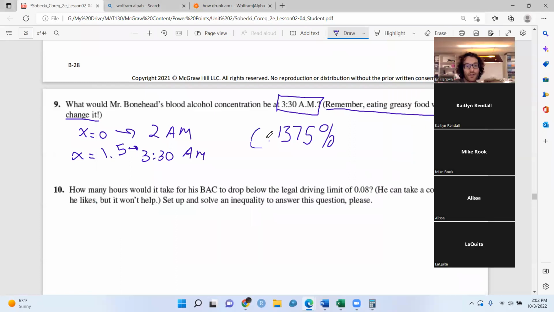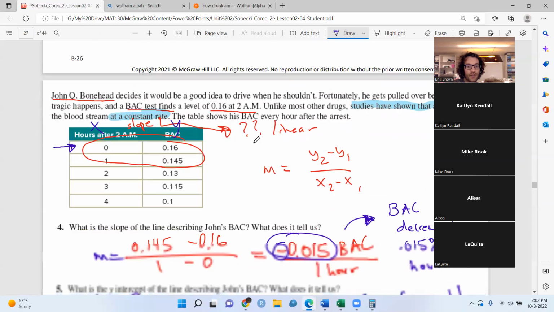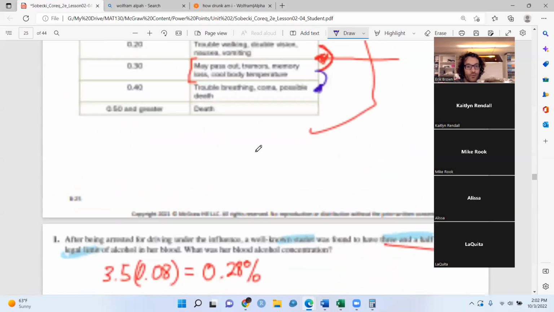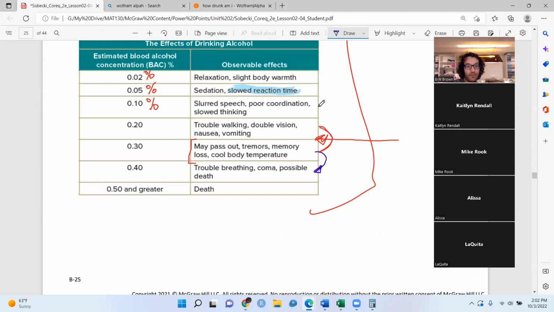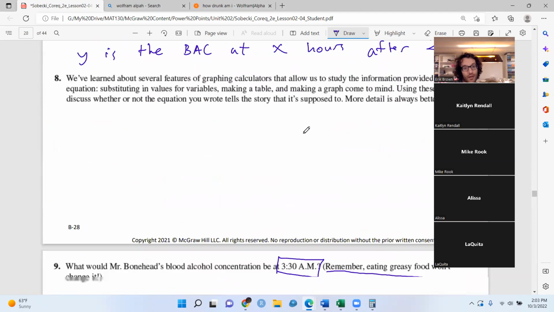What we could ask ourselves is, hey, can Mr. John go driving yet? Of course, the answer is no, because he's not below 0.08. We can also say he's got poor coordination. His thought processes have been slowed down. His speech is slurred at this point. So definitely not safe to drive, and also not legal to drive.